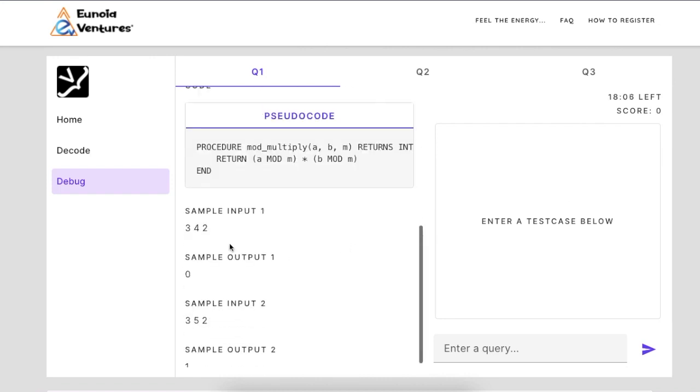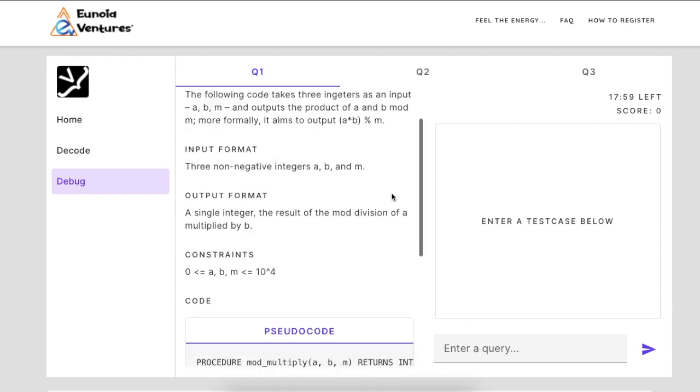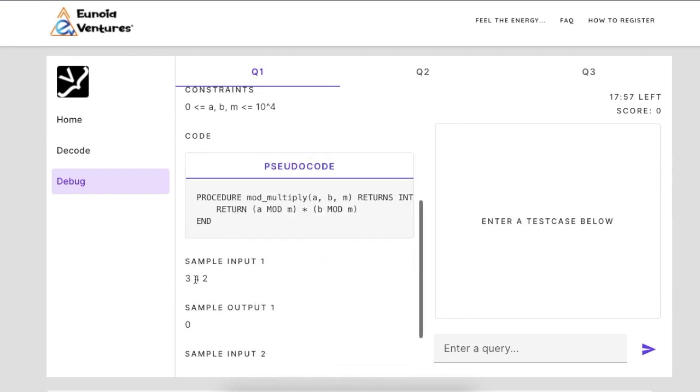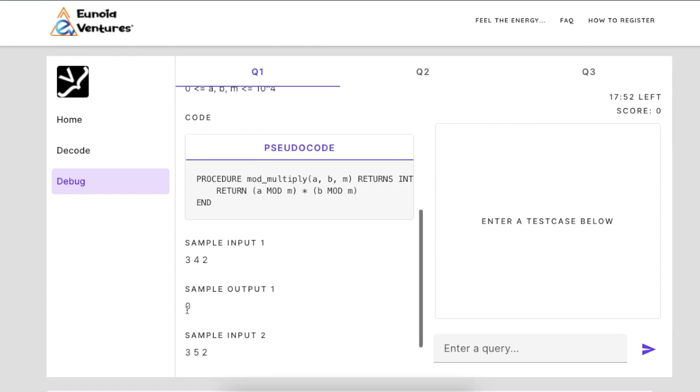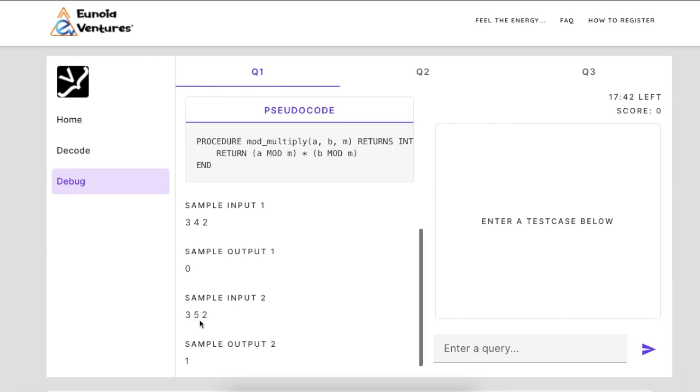And we can test that. If we look at 3 and 4, 3 times 4 as per a times b mod m, 3 times 4 is 12, and divided by 2 has a remainder of 0. And the sample output from the pseudocode is 0. So it outputs the correct number. As for 3, 5, and 2, 3 times 5 is 15. When you divide that by 2, you'll get a remainder of 1. So this 1 is correct. So the pseudocode works for these 2 cases.